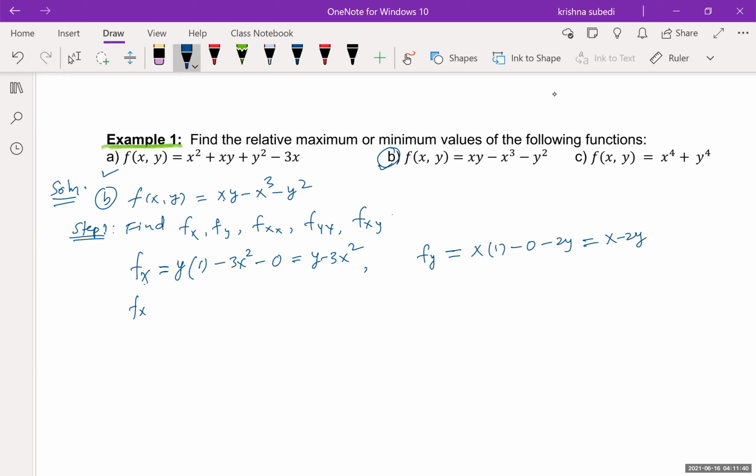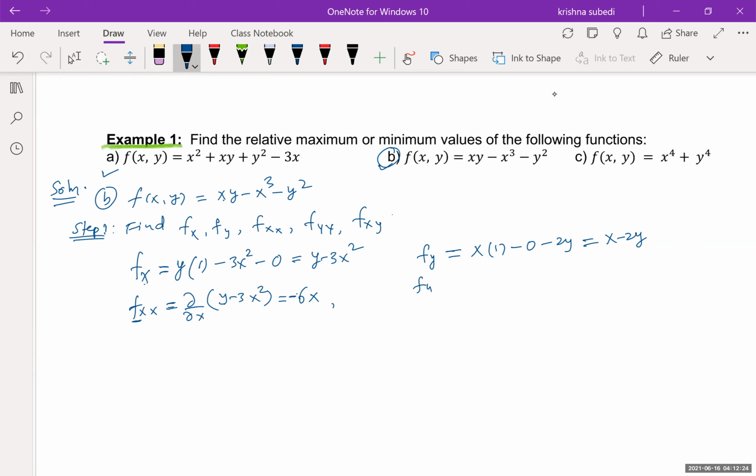Now let us find the second order partial derivatives. Second order partial derivative means we have f sub x right there, so we need to find the derivative of this one with respect to x. Which gives me, with respect to x, this guy will be 0 minus 6x. So I can simply write minus 6x, okay, this is negative.